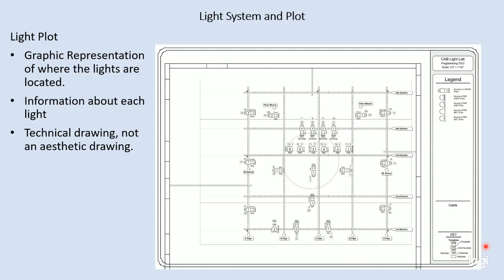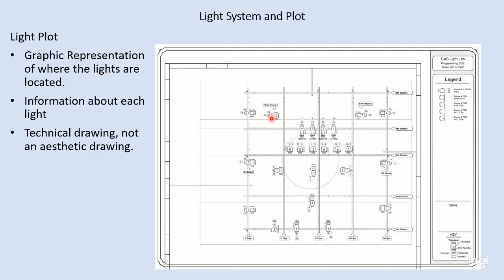In this unit, we're going to take a look at light plots and what a light plot is, how to read a light plot, everything there is to know about a light plot, and the associated paperwork. A light plot is simply a graphic representation of where the lights are going to hang in the theater or in a venue.